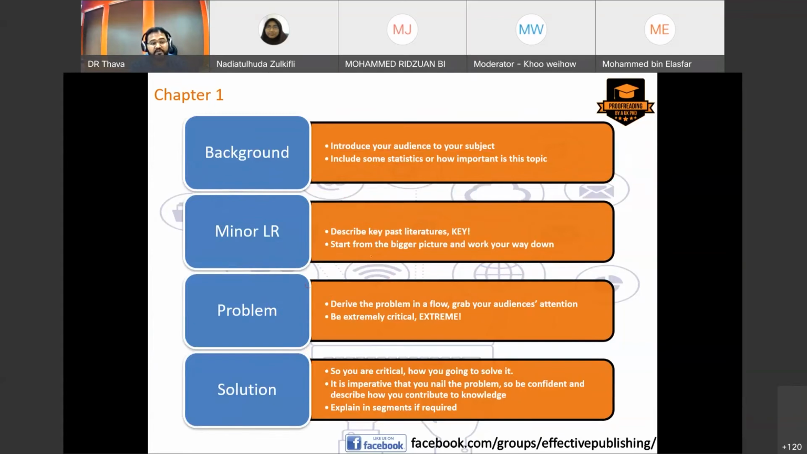In the problem statement, once you have already established this, you derive the problem in a flow, grab your audience's attention, and be extremely critical. Once you are critical, you explain how you're going to solve the problem. It is imperative that you nail the problem, so be confident and describe how you contribute knowledge, explaining in segments if required. Once you have done this, only then do you go for your research objectives, because you have to state objectives now to address your solution.